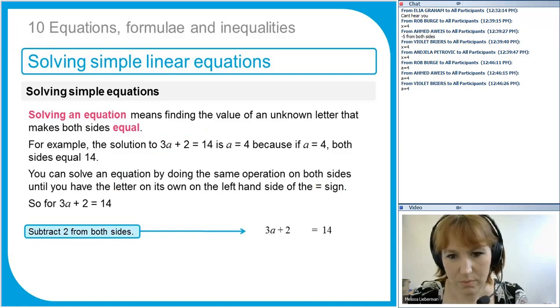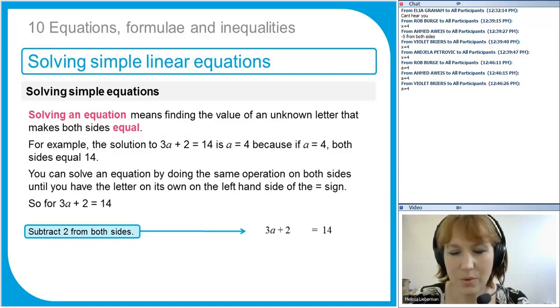Okay, so this is how you must set it out. 3a plus 2 equals 14. Always write the next step in your working underneath and line up the equal sign. But first, this bit that I'm writing in blue, you don't have to write down. You can just do it in your head. But I'm just going to write it down to show what I'm doing.